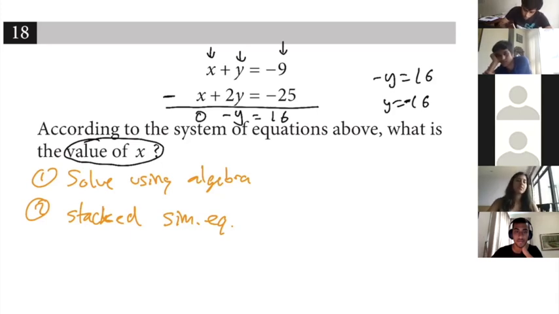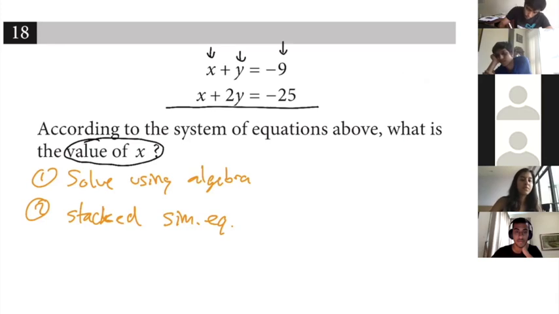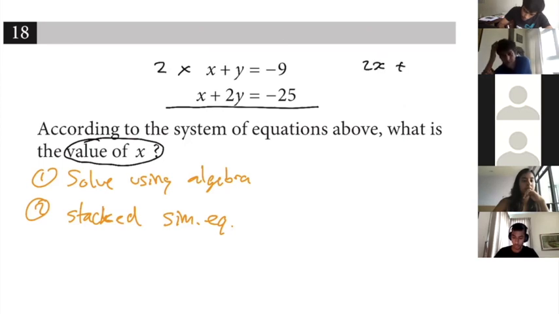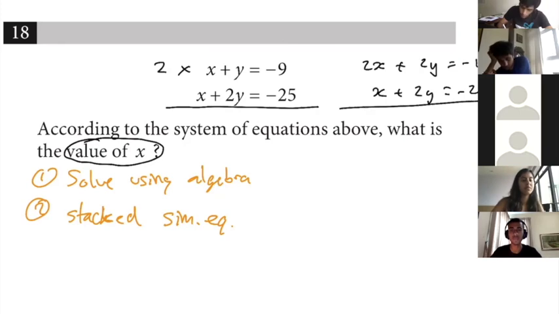The other way to do this is, let's remove this. Let's do it another way. Let's solve for x directly. So what we do here is we multiply this by 2. So this becomes 2x plus 2y equals minus, oh no, not minus 19, minus 18. And then we copy down x plus 2y equals minus 25. And then again, we do column-wise subtraction. So 2x minus x equals x, plus 2y minus 2y equals 0, equals negative 18 minus minus 25, which is 7. Therefore, x equals 7.